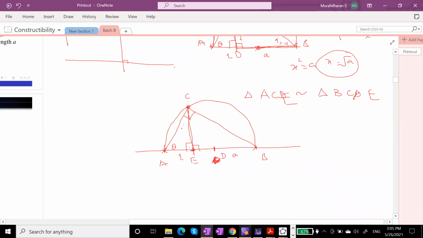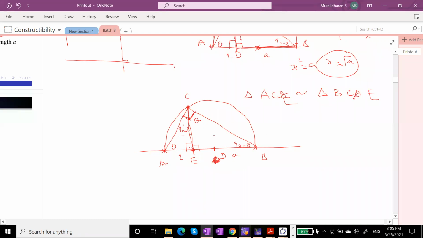This is theta. This is 90. So this angle must be 90 minus theta. This total angle is 90, so this part is 90 minus theta. So this must be theta. Again, this must be 90 minus theta, because this is 90 degrees. So in this triangle ACE, I have theta, 90 minus theta. In triangle BCE also it is theta, 90 minus theta and 90 degrees. That means these two triangles are similar.